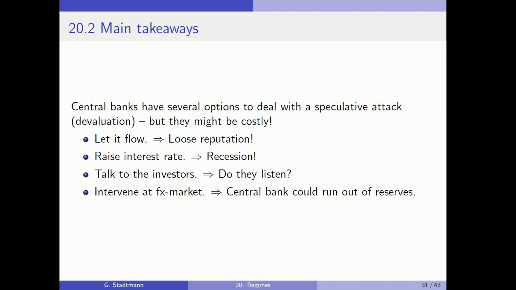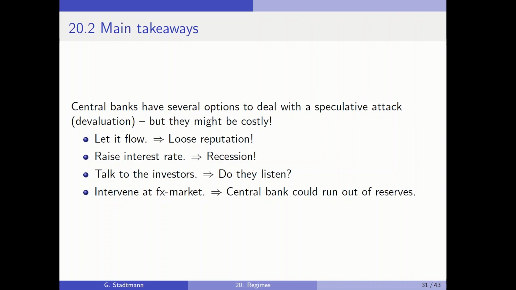Furthermore, one option is that the central bank or the politicians are talking to the investor, but the big question is whether they listen and whether they believe the central bank and the government. Another option is to intervene at the foreign exchange market. One problem with this option is that in the end, the central bank could run out of reserves. And in the end, we will also look at one example in history where this occurred, where one central bank was running out of reserves.